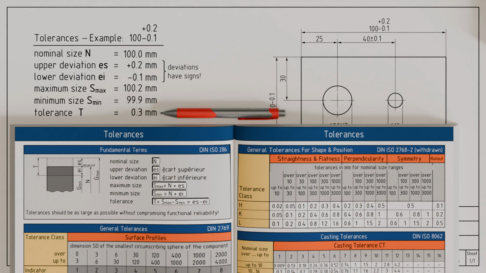The dimensional tolerance can also be calculated by subtracting the lower deviation from the upper deviation. Here it is important to remember that subtracting a negative number, as in the case of the lower deviation, is mathematically the same as addition. This means we again get a tolerance of 0.3 mm.